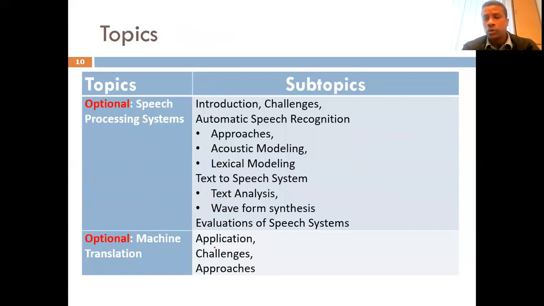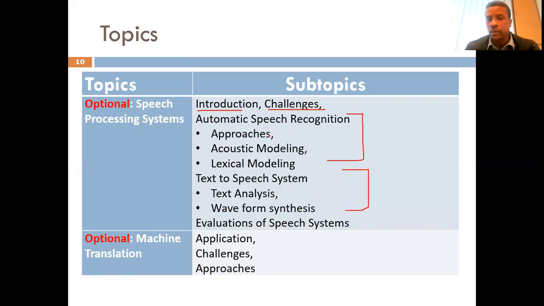The other one, which is not part of your curriculum, but if the class goes very well or with good pace, then we'll be able to see two additional topics, which is speech processing, because it's a very important topic in natural language processing. So in the speech processing topic, we'll have a basic introduction and look into the challenge. Then we'll talk about two important subcomponents of a speech processing system.